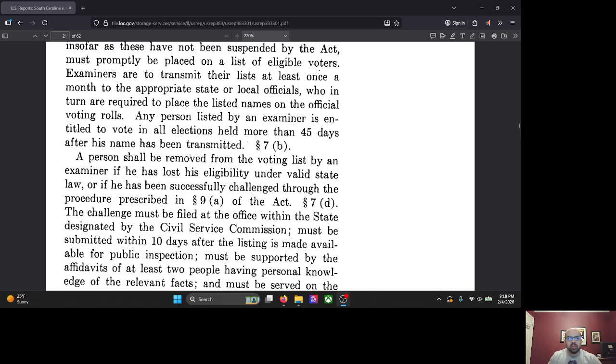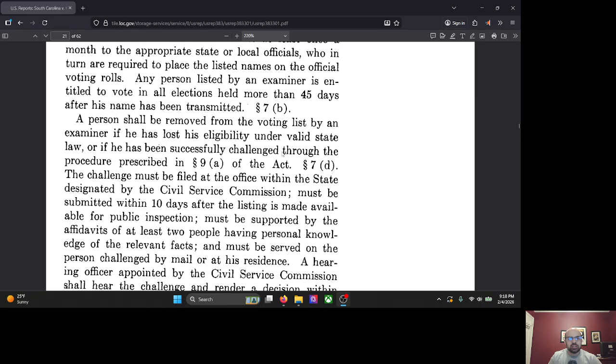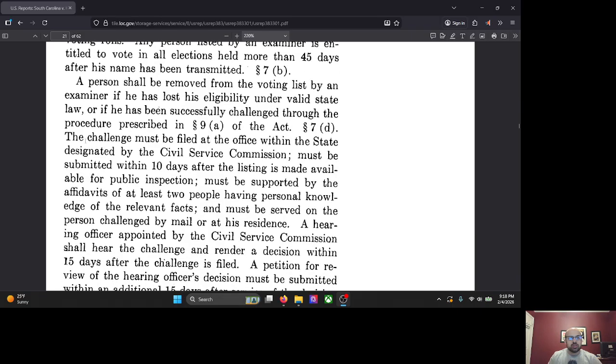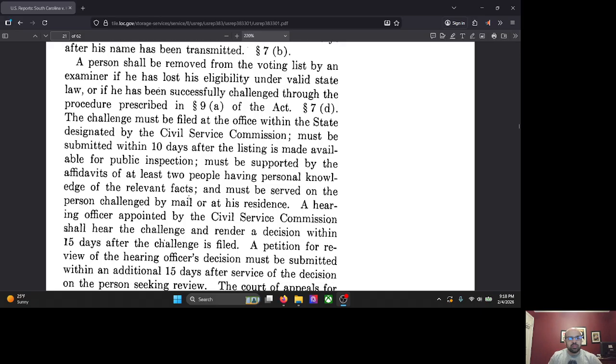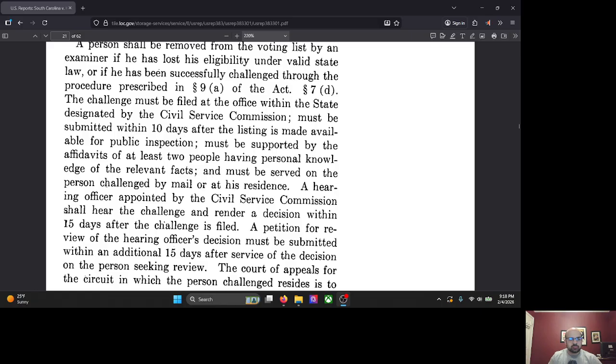A person shall be removed from the voting list by an examiner if he has lost his eligibility under valid state law, or if he has been successfully challenged through the procedure prescribed in subsection 9a of the Act, subsection 7d. The challenge must be filed at the office within the state designated by the Civil Service Commission, must be submitted within 10 days after the listing is made available for public inspection, must be supported by the affidavits of at least 2 people having personal knowledge of the relevant facts, and must be served on the person challenged by mail or at his residence.